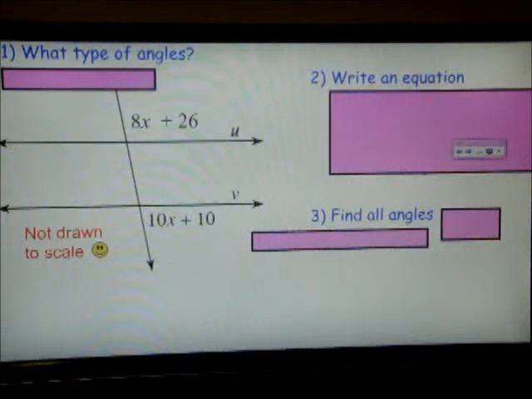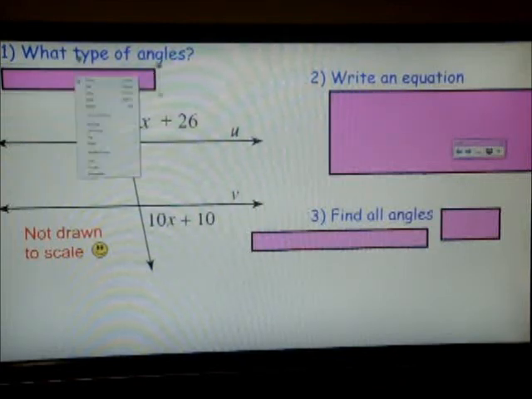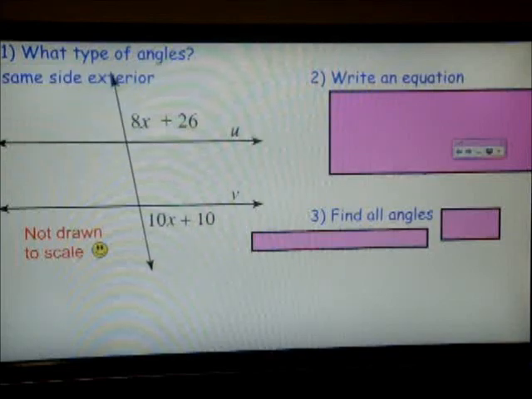For our last example, this picture, I'll warn you ahead of time, is not drawn to scale since I wrote this question myself. I just used the picture from Kuta software. So we need to decide what types of angles we're looking at. Both angles are on the outside, but unlike the last problem, they're not opposite. They're on the same side. So these are called same side exterior angles. Just like same side interior angles, they equal 180. So go ahead and try to write an equation for this and pause the video, and in about 5 seconds I'll show you the equation I wrote.